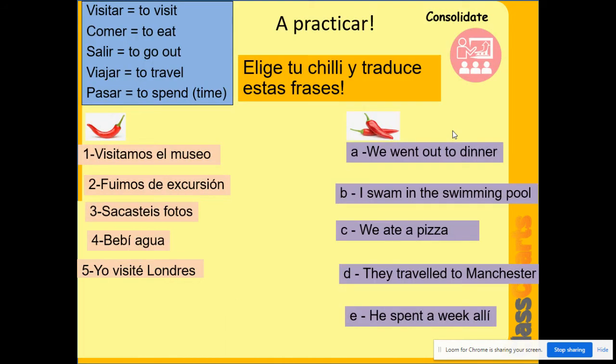Okay, so we have one more activity. This is the last one. I'm giving you the verbs in the blue square, and you just need to choose your chili. So chili 1 is a bit easier than chili 2. It's always easier to translate from Spanish into English than the other way around. Again, pause the video and see if you can complete both chilis if possible. One of them if you are just too tired, okay?